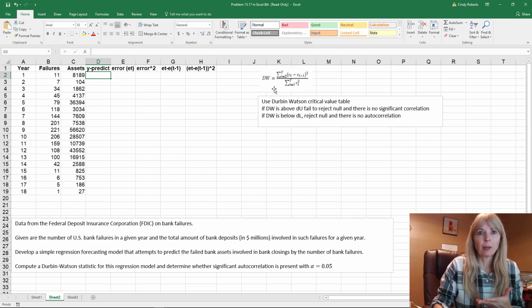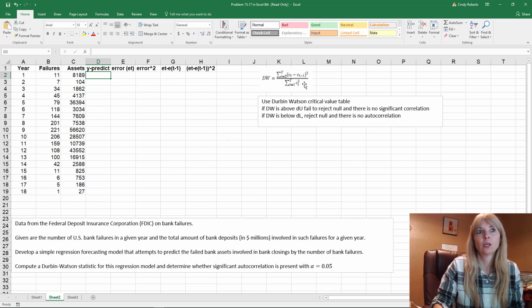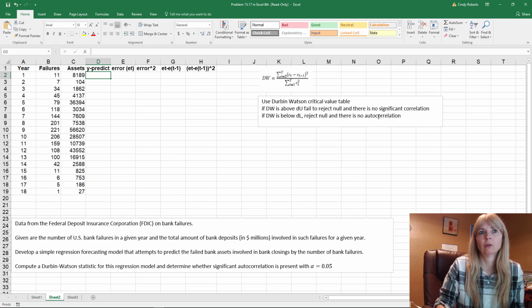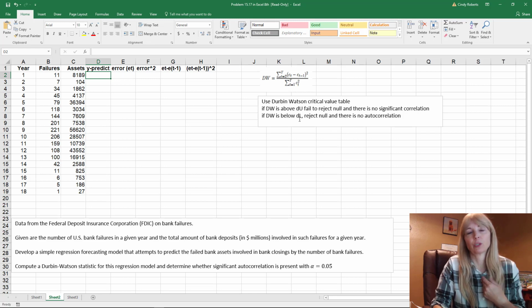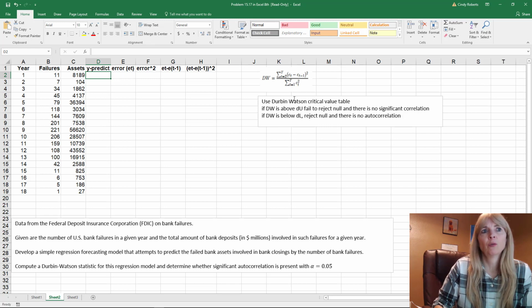And then after I plug it into the formula, which I'll show you, as with everything you do with a hypothesis test, you get your test statistic, which will be this Durbin-Watson, and then we will compare it to values in the critical table, two values actually. If it is above the upper value, then we fail to reject the null and say there's no significant correlation. I said reject at first, but it's fail to reject. And if it's below the lower value, then we reject the null and say there is autocorrelation.